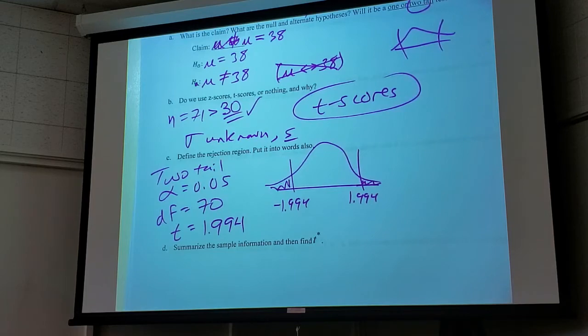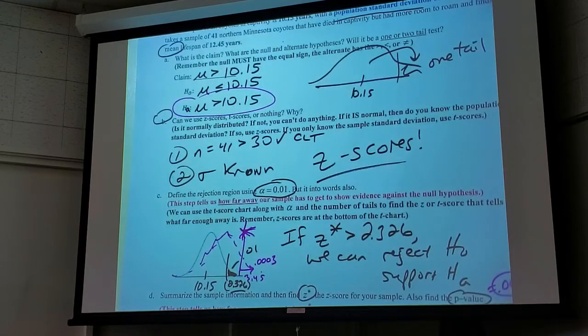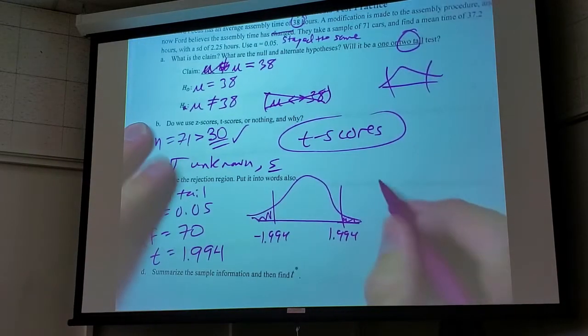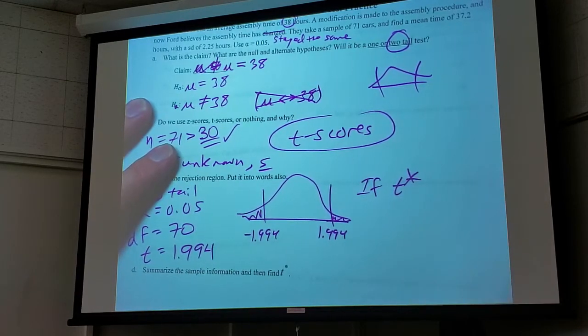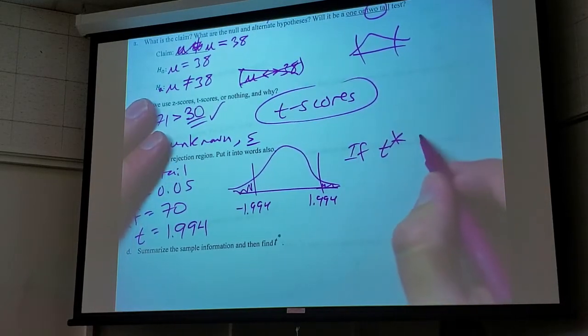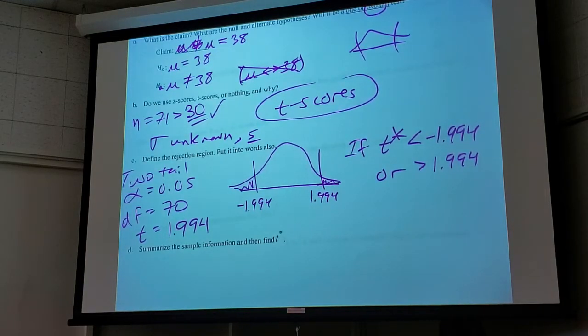So how do I put this into words? Did I do that before? I don't remember. Yeah, I did. Great. So now be careful here. If t star is less than -1.994 or greater than +1.994, right? Could either be far down that way or far down that way. What can we do then? If our sample gets more than that far away, we support the null. No, never support the null.